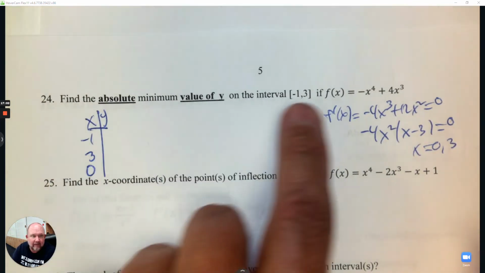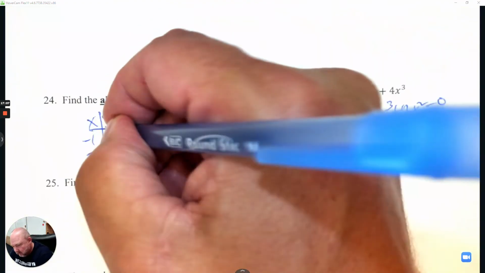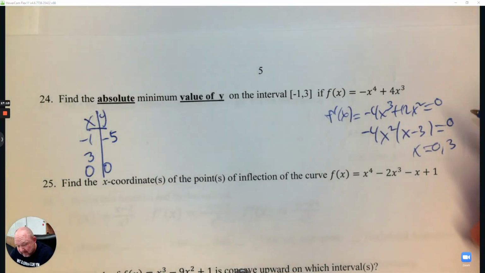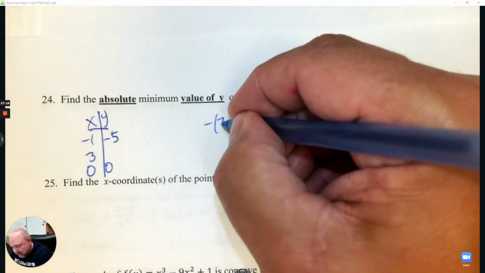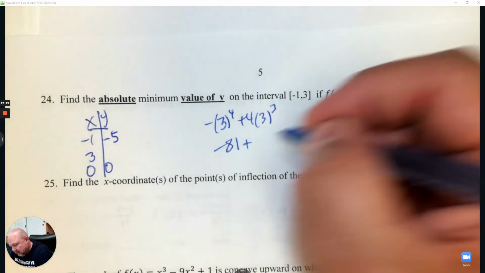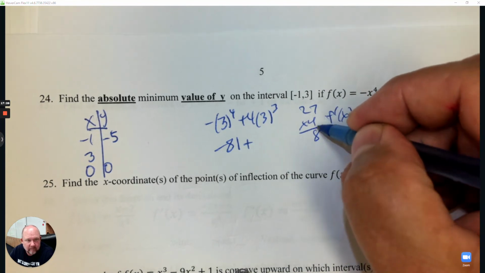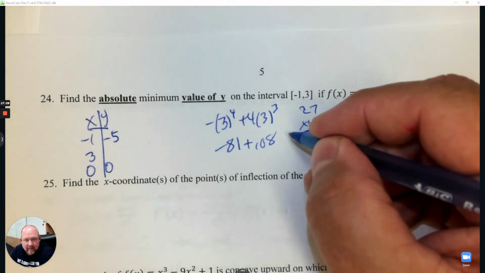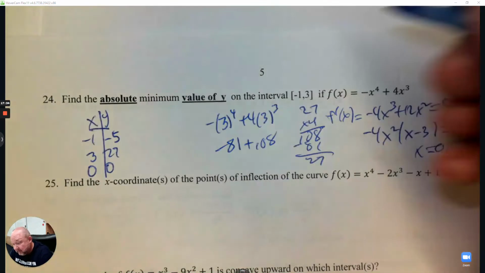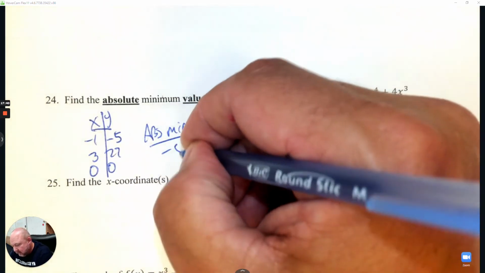So if I plug in negative 1, I get negative 1 minus 4. If I plug in 0, I get 0. If I plug in 3, this is the one that will take a little more effort. Let's see. So that's negative 81. That's 27 times 4. Is that 108? And then 108 take away 81. Is that 27? It took a little more effort. So the absolute minimum is negative 5 because it's the smallest of all the y values.